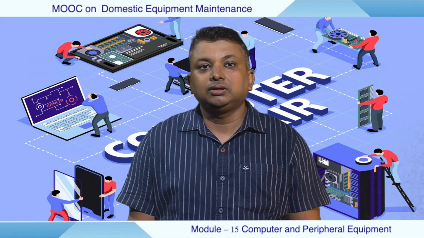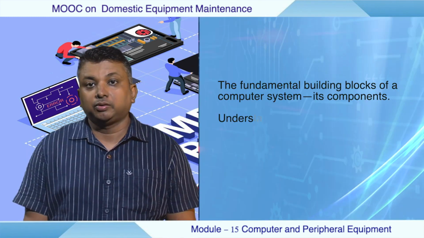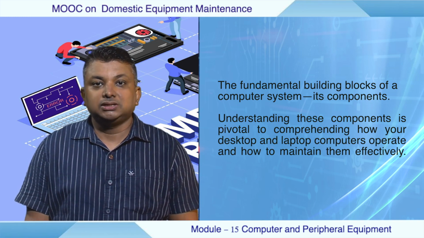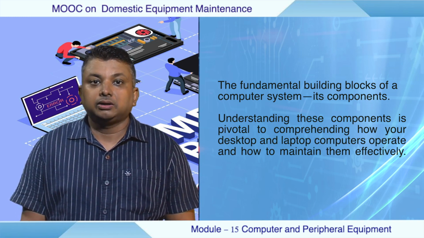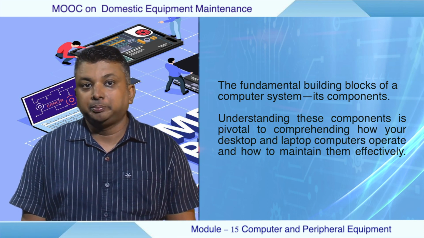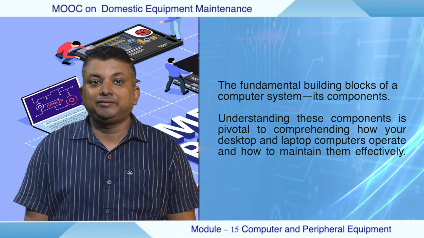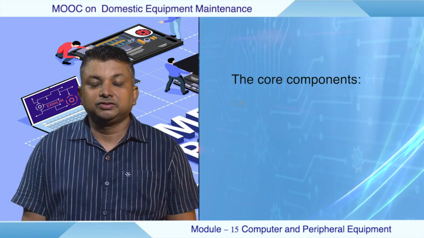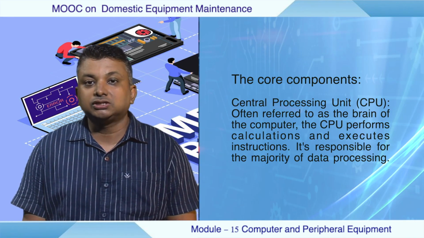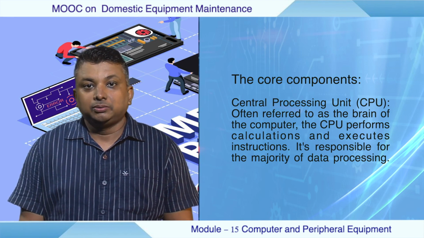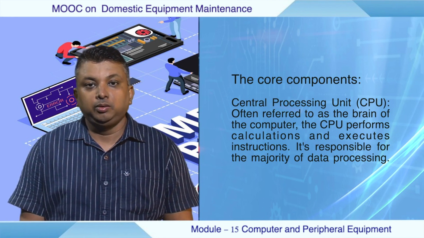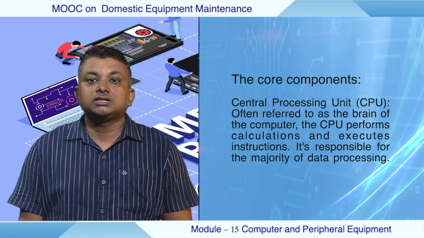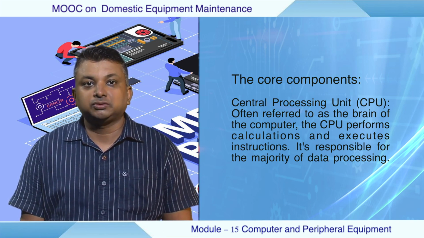Now we will delve into the fundamental building blocks of a computer system, its components. Understanding these components is pivotal to comprehending how your desktop and laptop computers operate and how to maintain them efficiently. Let's take a moment to explore the core components. The first one is the Central Processing Unit or CPU. Referred to as the brain of the computer, the CPU performs calculations and executes instructions. It's responsible for the majority of data processing.